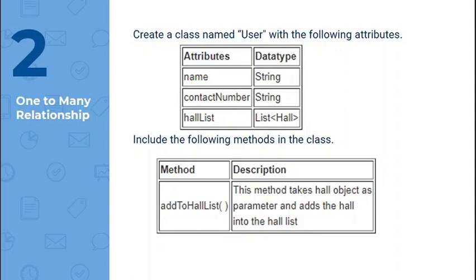We have to create a user class with name, contact number and hall list, and the hall list is a list of hall objects. So take a look at the data type there. Then it has another method called add to hall list. This method accepts a parameter which is a hall object, and it will append the hall to the hall list of the particular user. That will be made clear when we are in the implementation of this solution.